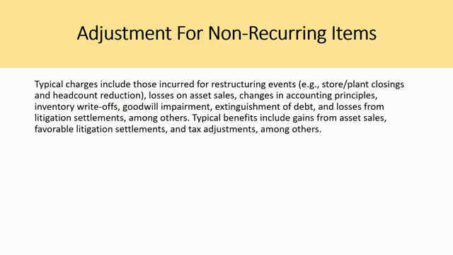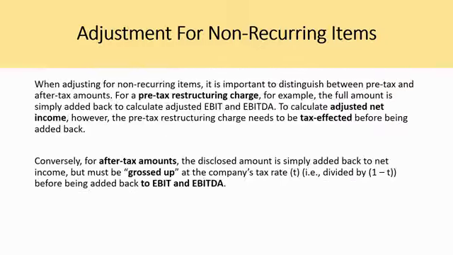So the reason you're adjusting for non-recurring items is because it is a bias towards the actual performance, the real performance of the company's net income measure, or EBIT measure. And so you want to make sure that when you're using that EBIT, you're assuming it's normalized business, so adjusted for non-recurring items. Okay, so when adjusting for non-recurring items, it is important to distinguish between pre-tax and after-tax amounts.